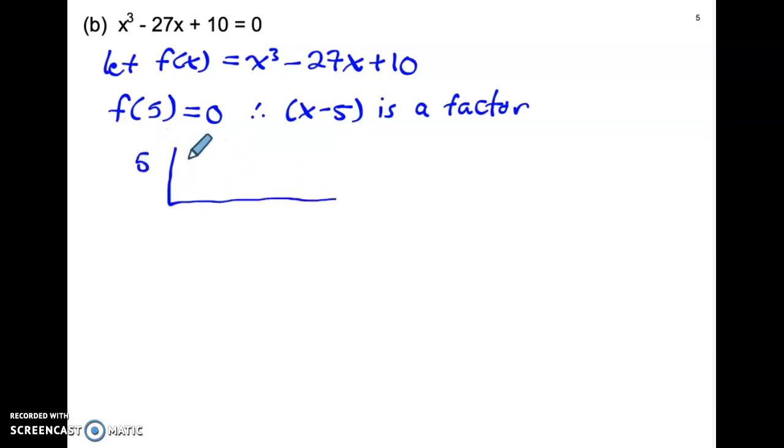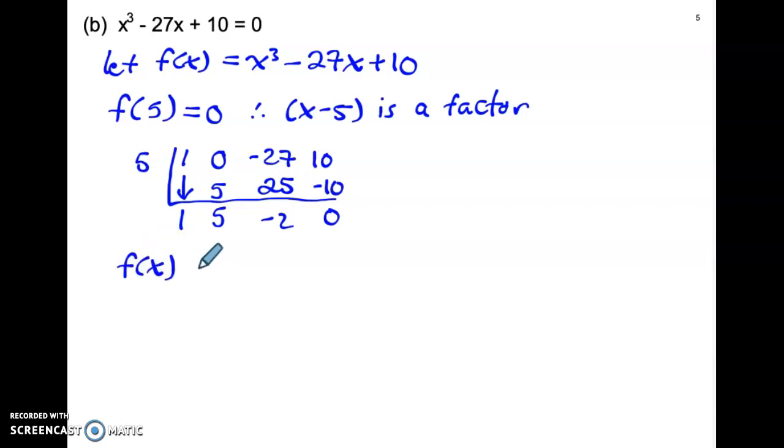So 5 is going to go on the outside. We have a coefficient of 1. We don't have an x squared coefficient, so I'm going to put a 0 in. We have a negative 27, and we have a 10. So do our synthetic division by bringing down the 1, multiply by 5, add, multiply by 5, add, multiply by 5, add. And we get that f at x is now equal to x minus 5, and then here we have 1x squared plus 5x minus 2.